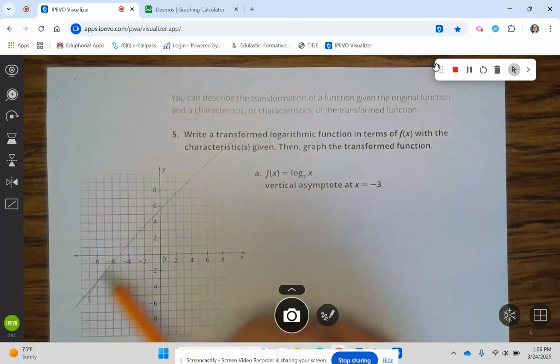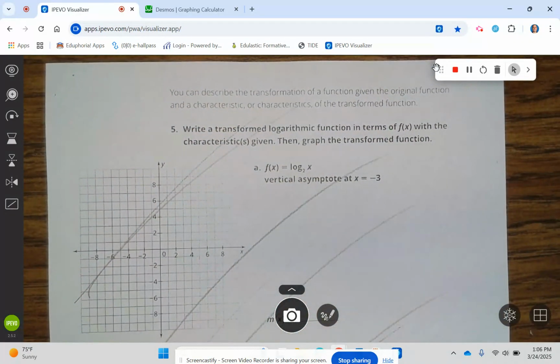Go ahead and mark out this page. Finish up your notes, start working on the assignment, and have a wonderful Wildcat day.